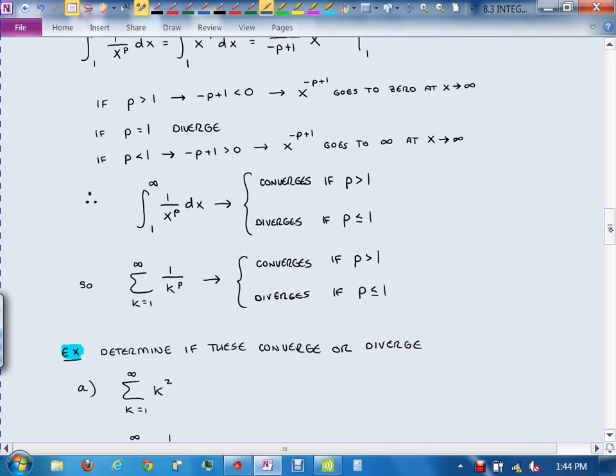Most important thing of me showing you this is for you to see how I was looking at the continuity, the positive, and then the decreasing, how I had to do that. If you don't check your function, then it's going to be counted off on the test. You've got to make sure those conditions are met before you can start applying the integral test.